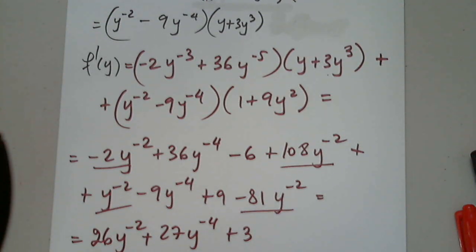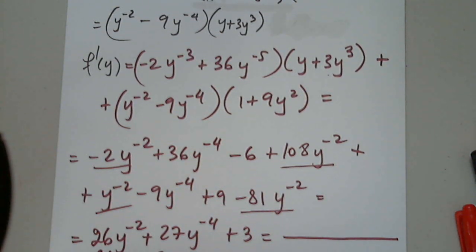Fraction. Yes? Oh, a fraction you said. Sure. So this will be over y squared. Let me write that first. So 26 over y squared plus 27 over y to the fourth and plus 3. I'm going to erase that from there.